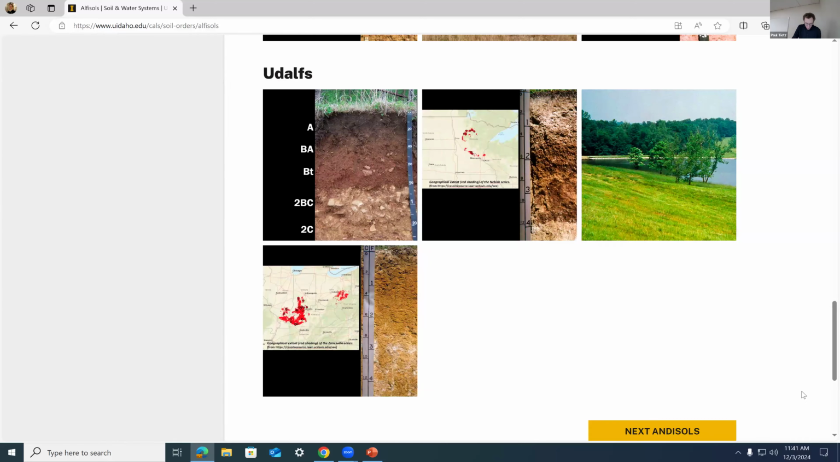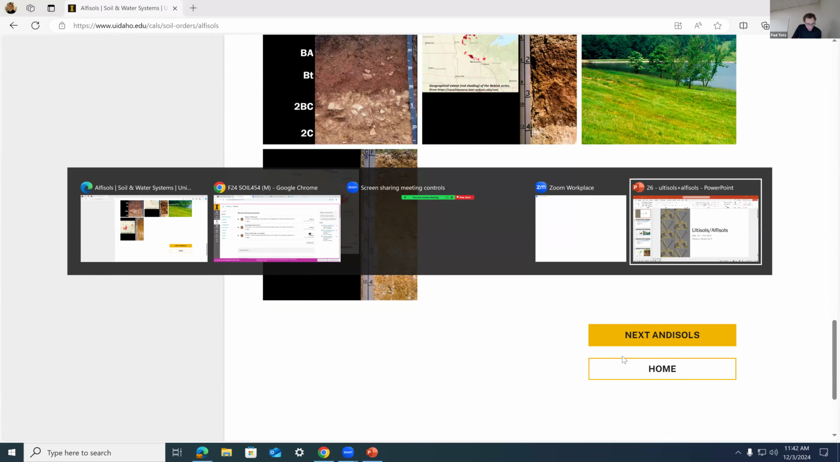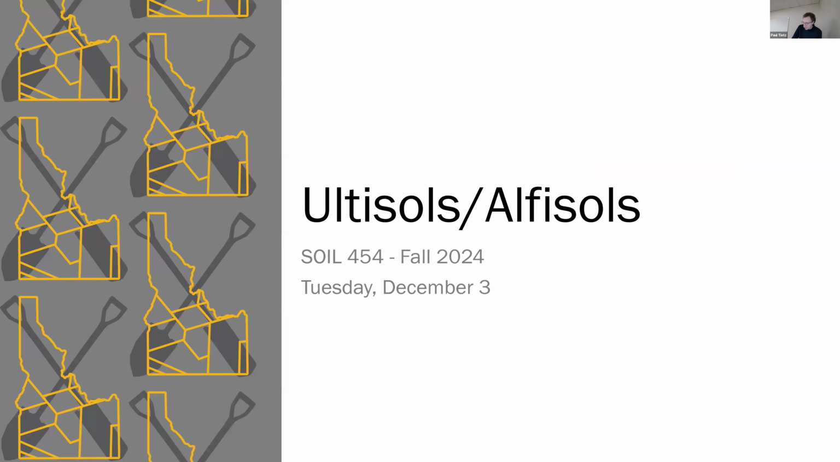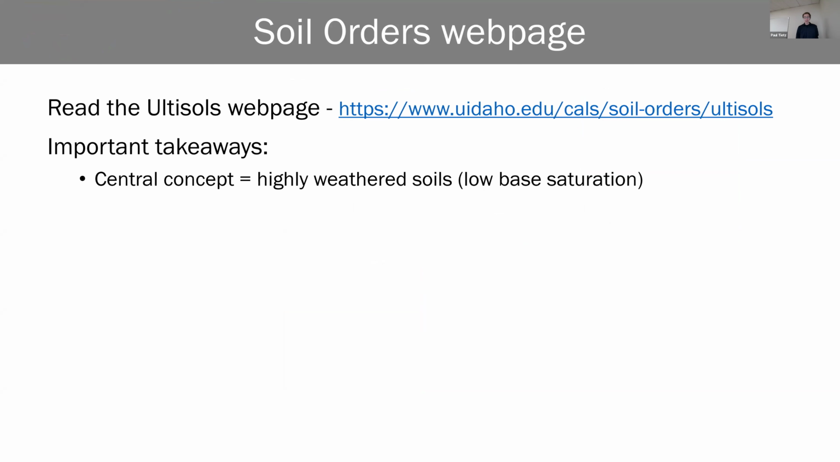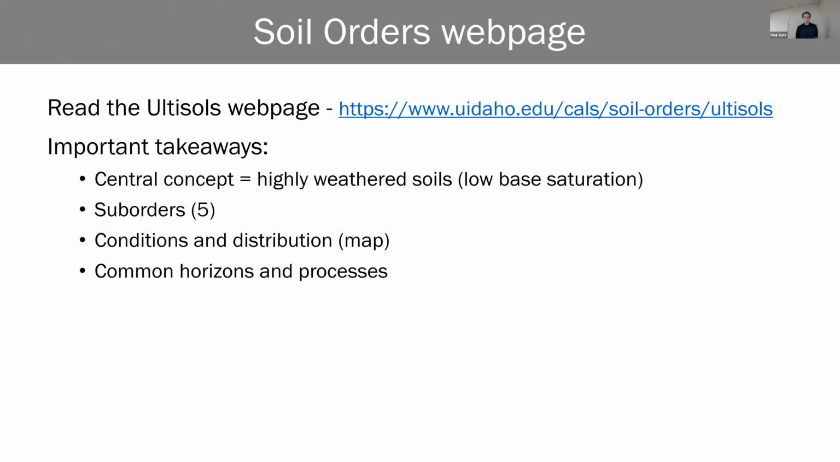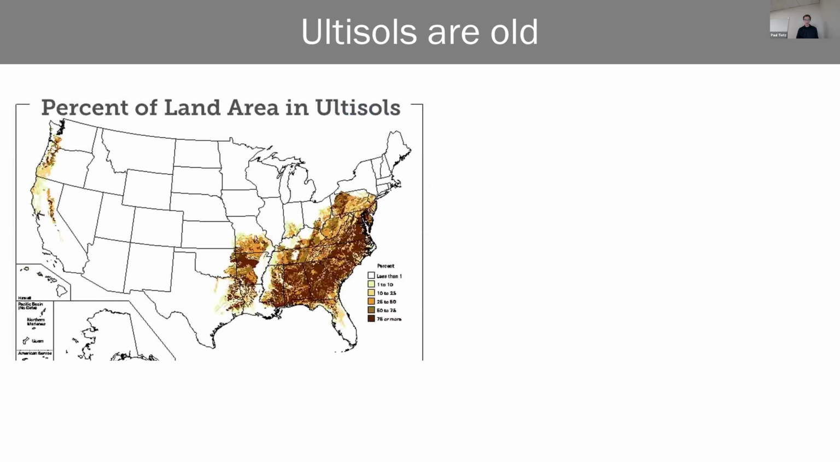Then just to wrap it up in the last few minutes, some slides to talk about Ultisols webpage takeaways. Ultisols are highly weathered. They've got the low base saturation, 5 suborders. Distribution on the map, I would look for the southeast. For sure, common horizons and processes, BT horizon, lessivage, accumulating clay. Could be a little bit of eluviation or gleying if they're poorly drained in the Aquults or Aqualfs for now. Land uses could be forestry if they're undisturbed, pasture, or agriculture with added fertilizer because of low fertility there.